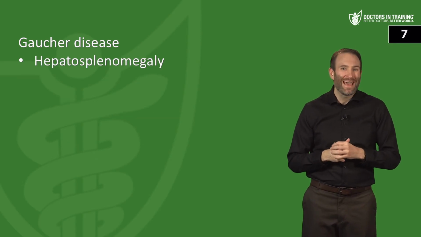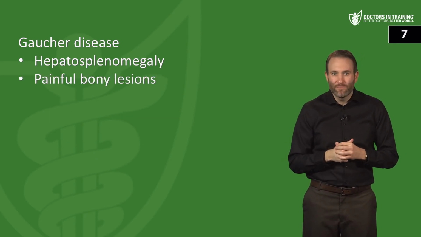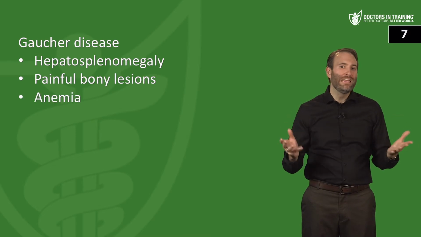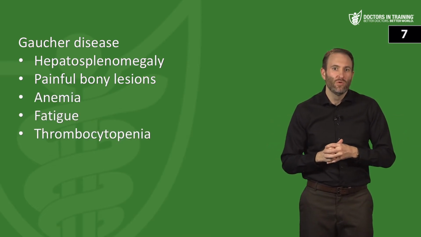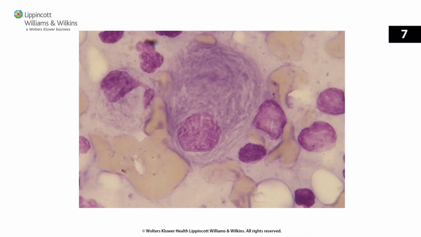Patients will develop hepatosplenomegaly. They're going to have painful bony lesions. They're going to have anemia. They're going to have fatigue. They're also going to have thrombocytopenia. That's due to an enlarged spleen. Now, under the microscope, macrophages will have prominent blue cytoplasmic fibrils. Some have described these macrophages as looking like they kind of have crumpled tissue paper.